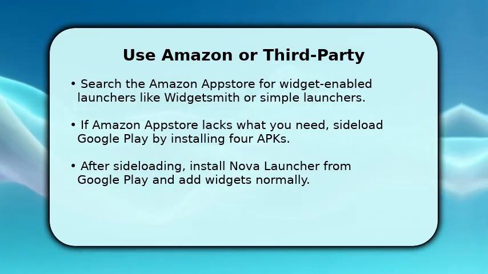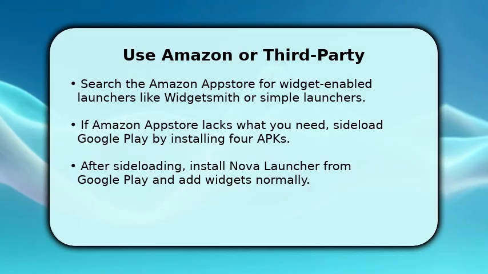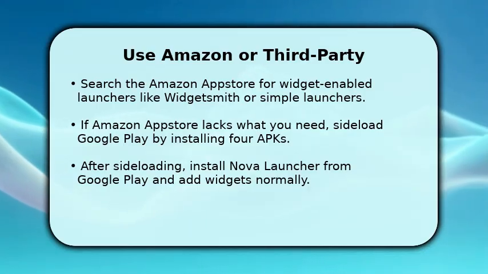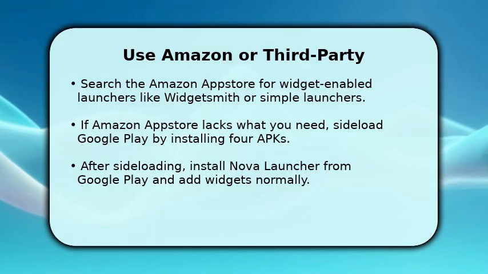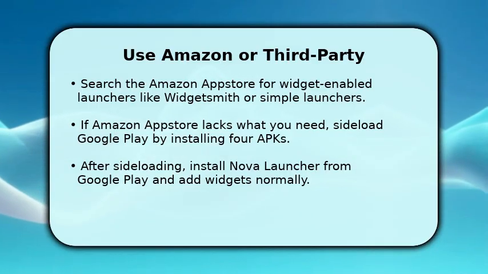If the Amazon App Store lacks needed widgets, sideload Google Play by installing 4 APKs in order, using Install Unknown Apps permission. To sideload, enable developer options and allow installation from files or downloader.